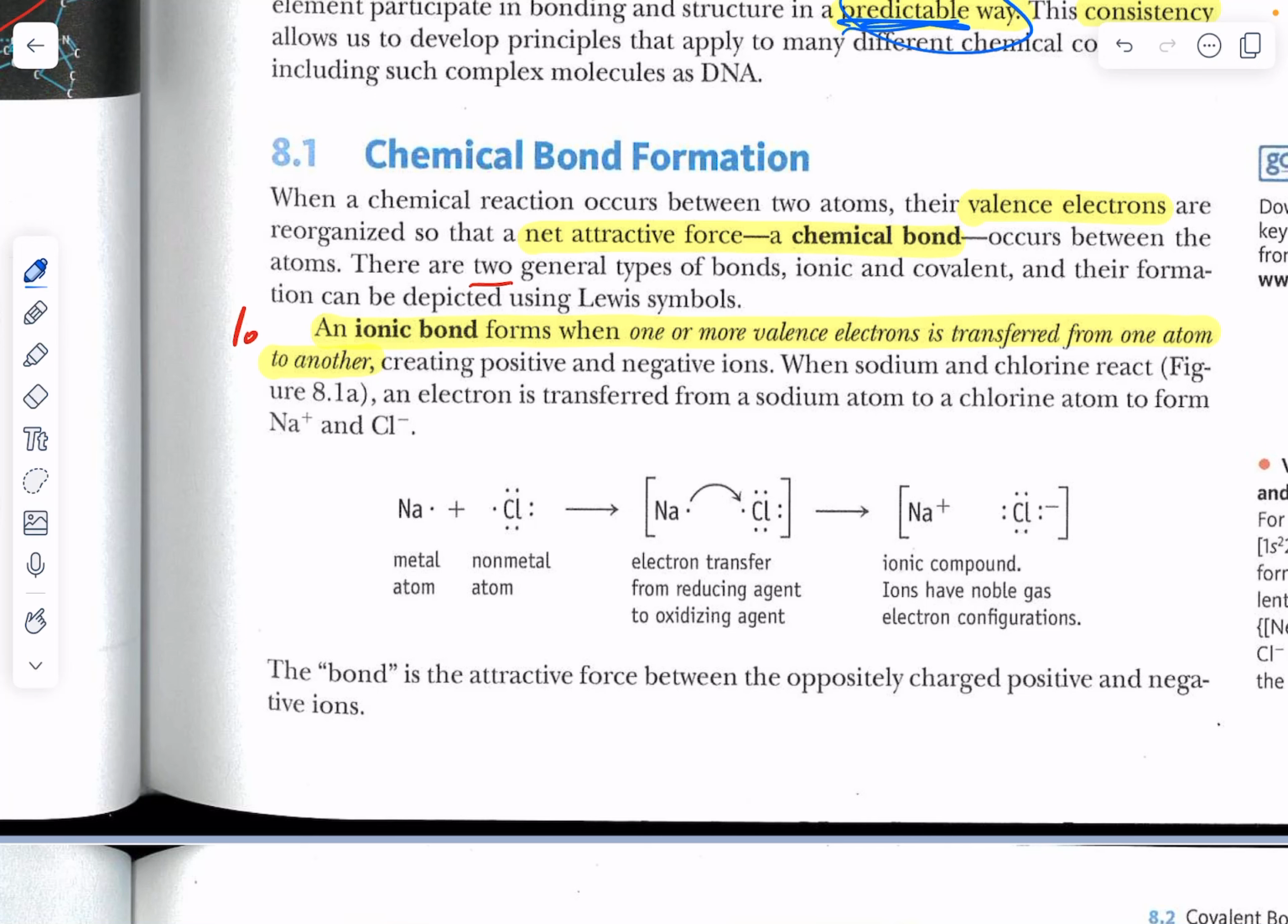Chemical bond formation. We're going to be focusing on valence electrons, the electrons in the outer shell, not to be confused with the core electrons, the electrons in the inner shell. And those valence electrons, depending upon the number of them and where they're positioned and so forth, can create a net attractive force. Obviously, it's not going to be a repulsive force, or you wouldn't have a bond. So this net attractive force is going to be a chemical bond.